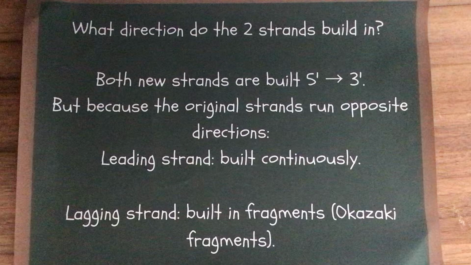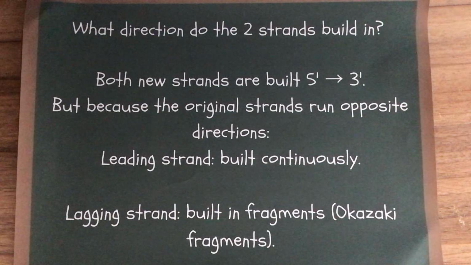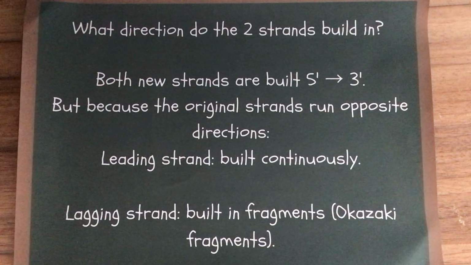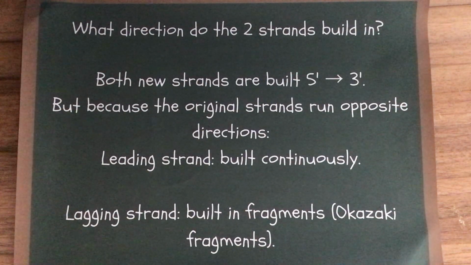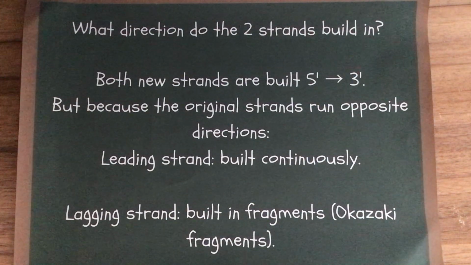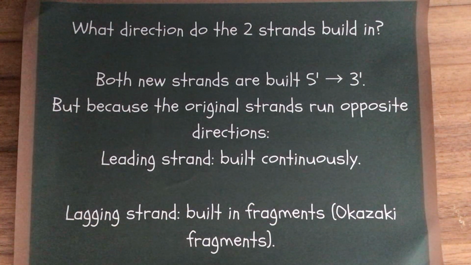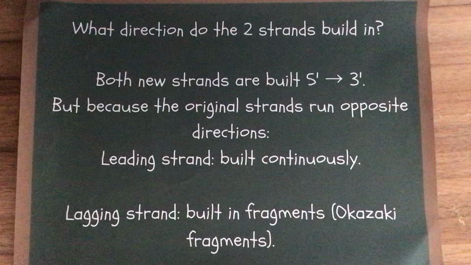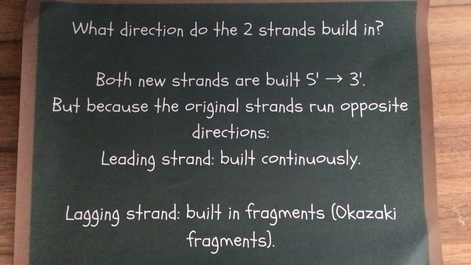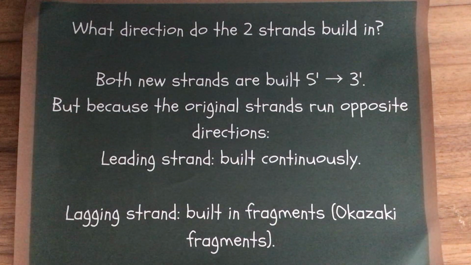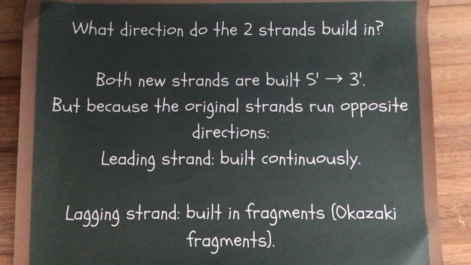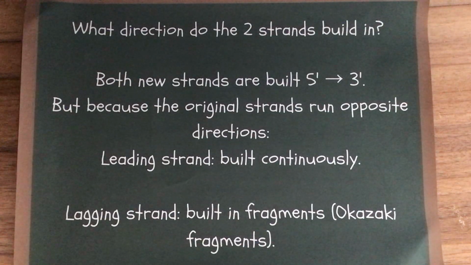Direction of DNA strand synthesis. Both the new DNA strands are synthesized in the 5' to 3' direction. However, because the original DNA strands run in opposite directions, the two new strands are made differently. The leading strand is synthesized continuously. The lagging strand is synthesized in fragments called Okazaki fragments.